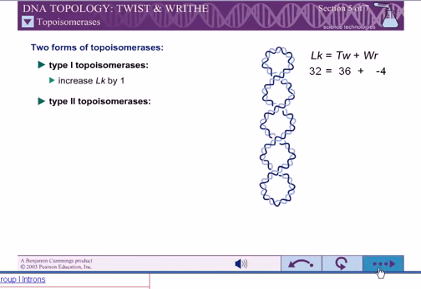Type 2 topoisomerases change linking numbers in steps of 2.